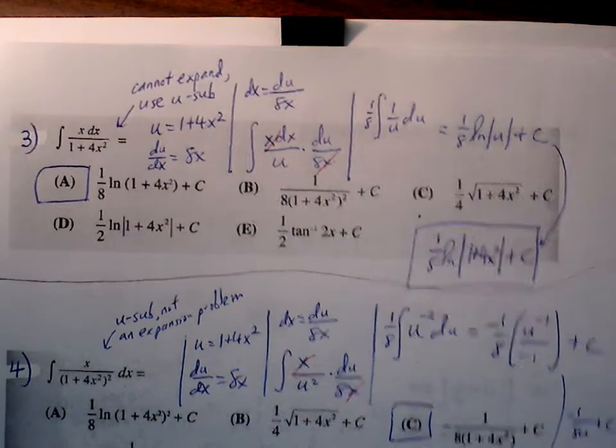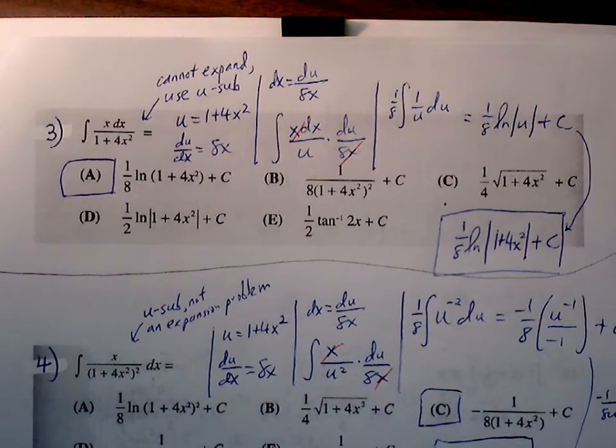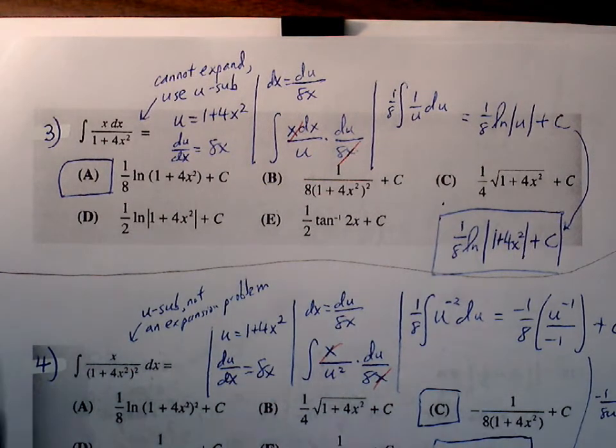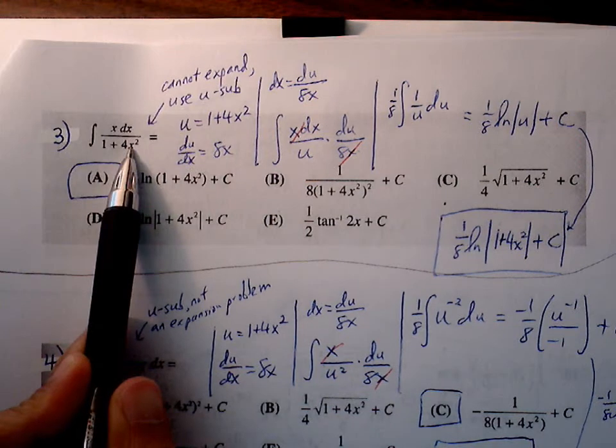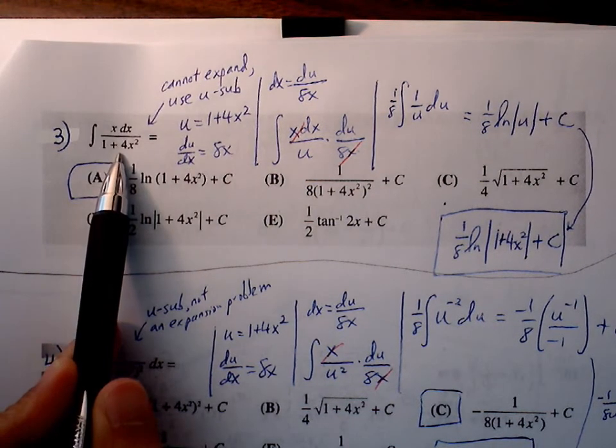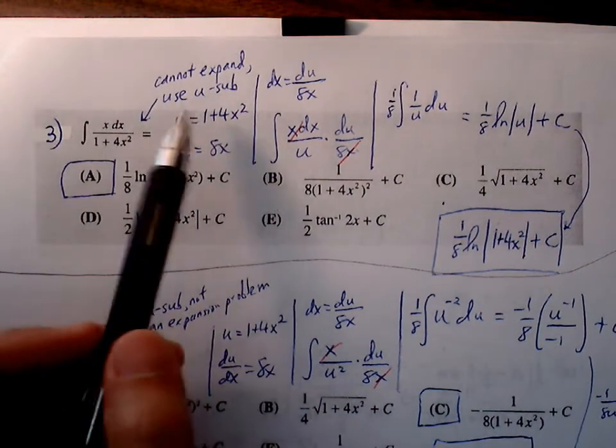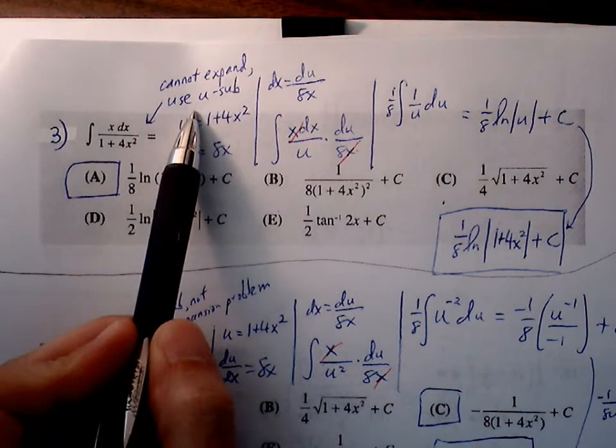This is number 3, going through antiderivative rules here. The first thing we should always check to see, can we expand? There's too many terms in the denominator. We're forced to have to look at another method. So our next option is U substitution.